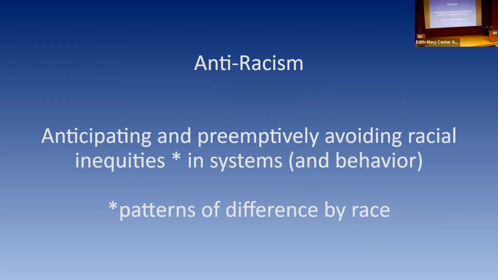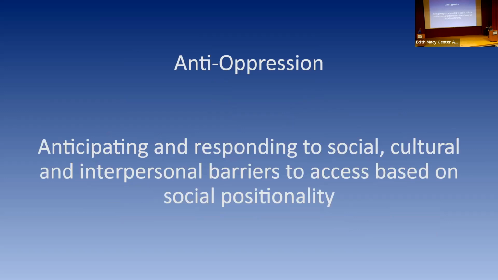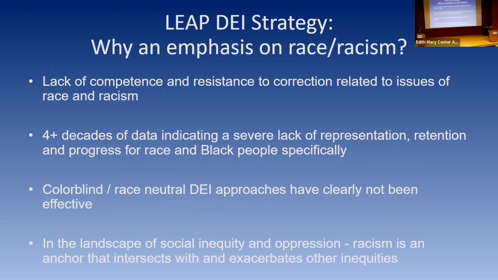So what do I mean by anti-racism? Thinking about anticipating and preemptively avoiding racial inequities in systems and in our behaviors. And what I mean by racial inequities is that anytime we observe a pattern by race, we're dealing with a racial inequity, right? We're observing a pattern at a population level or that's repeating over periods of time. We would think that that's not due to the group itself. There's probably something else underlying that and would frame that as an inequity. Anti-oppression is just a broader frame, thinking about anticipating and responding to social, cultural, and interpersonal barriers to access based on social positionality. So why do we have this emphasis on race?